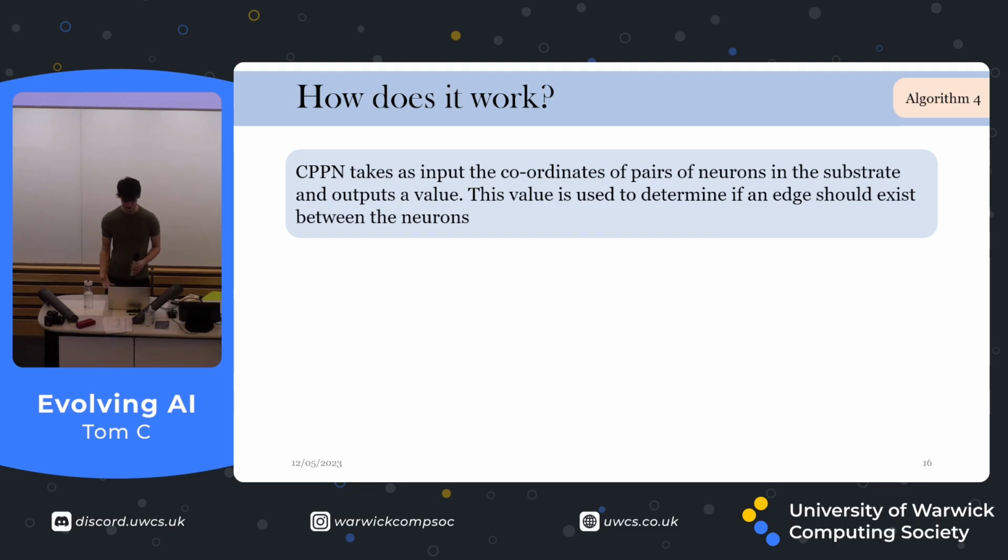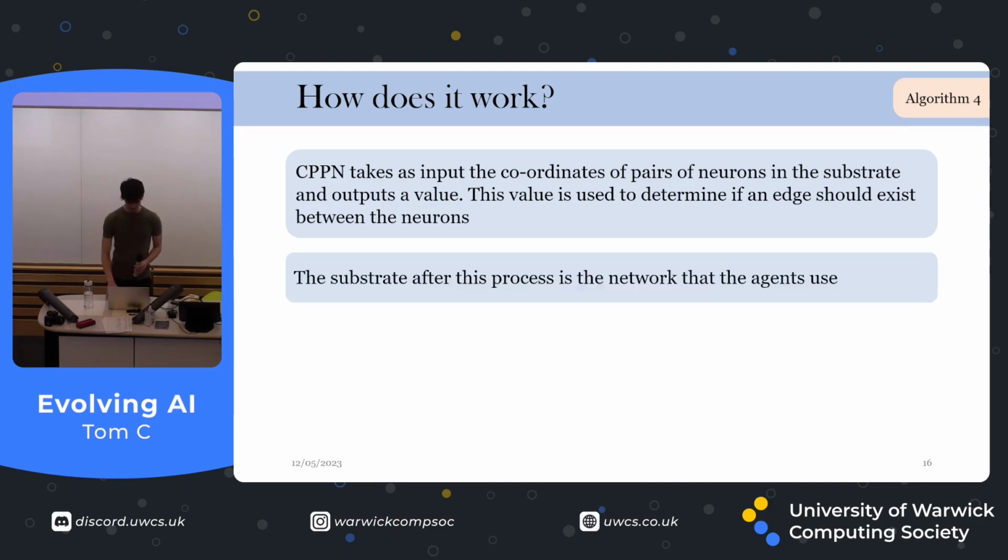This structure is evolved through NEAT in the same way that I discussed for the agents. But we pass in, for every pair of neurons in the substrate, their coordinates, and we take the output of our CPPN. If the magnitude of the output is above a threshold, then we create an edge in the substrate between those 2 neurons with a connection weight, some multiple of that output. Following this process on every pair of neurons, the substrate is the neural network that the agents use as their brain.